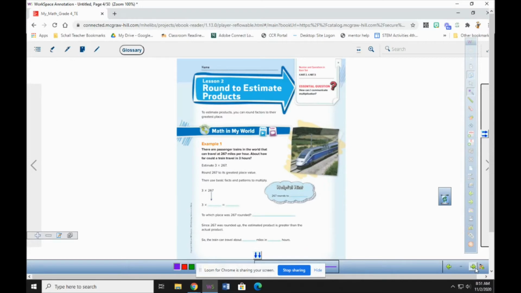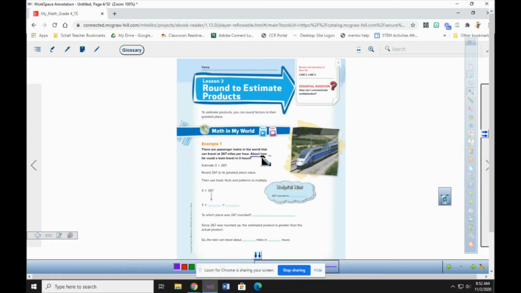So let's look at example 1. There are passenger trains in the world that can travel at 267 miles per hour. About how far can a train travel in 3 hours? Estimate 3 times 267. The reason we know to estimate, by the way, is it says about how far. So that word about, remember, is our clue that we are estimating.